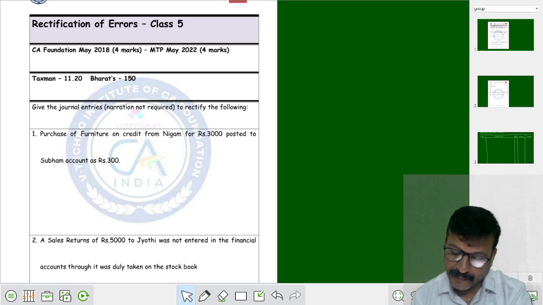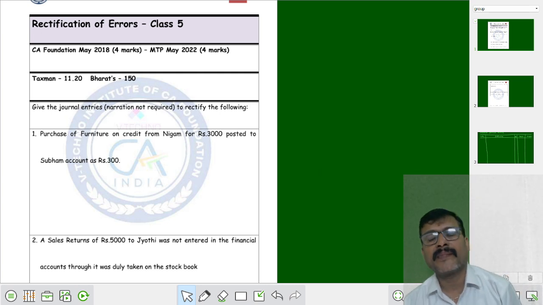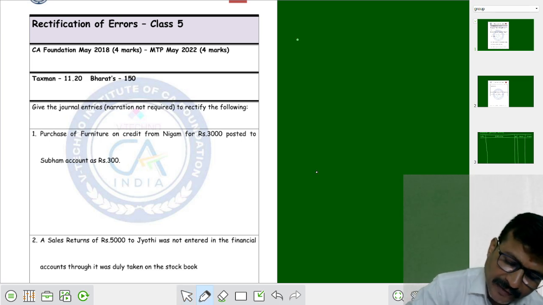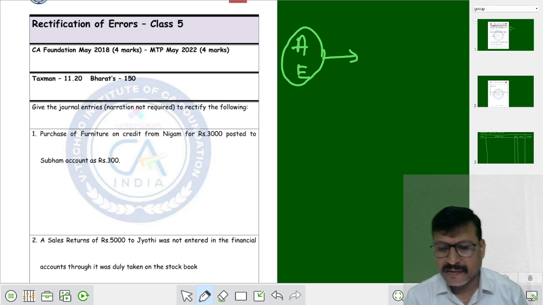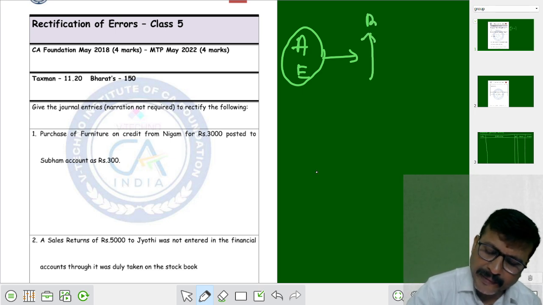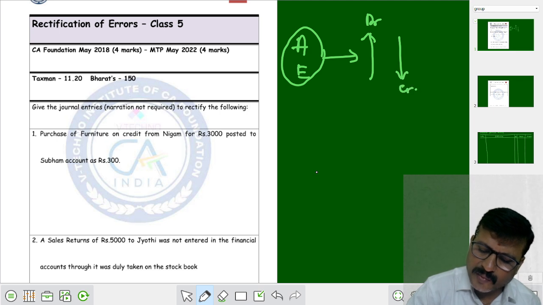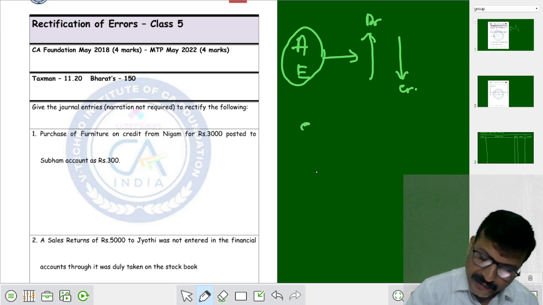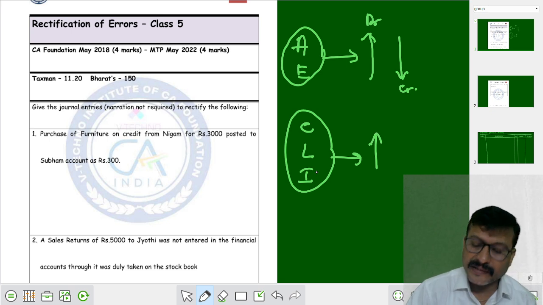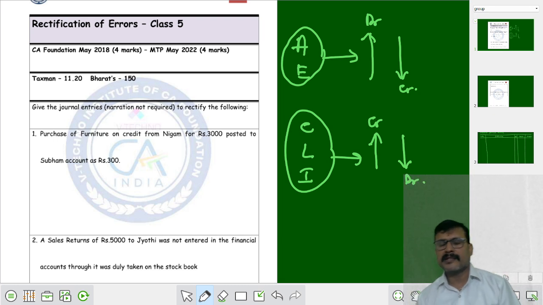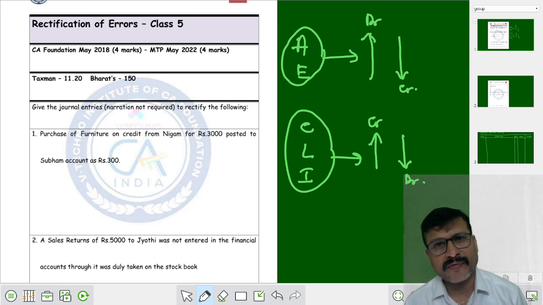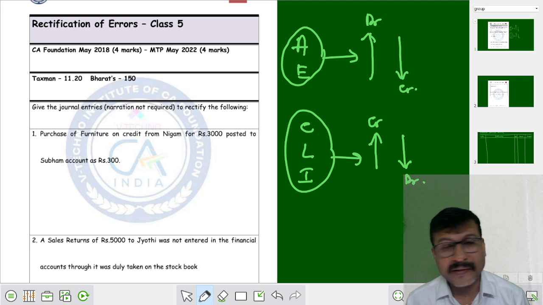As you know very well, my dear students, in rectification of errors we have 5 types of accounts. Assets and expenses have the same rule: if they increase, they are to be debited; if they decrease, they are to be credited. On the other hand, we have capital, liabilities, and income: if they increase, they are to be credited; if they decrease, they are to be debited. These are the main 5 types of accounts with their debit and credit rule.